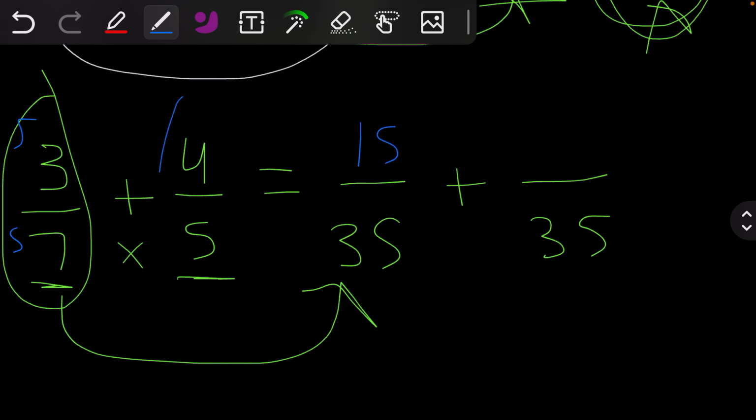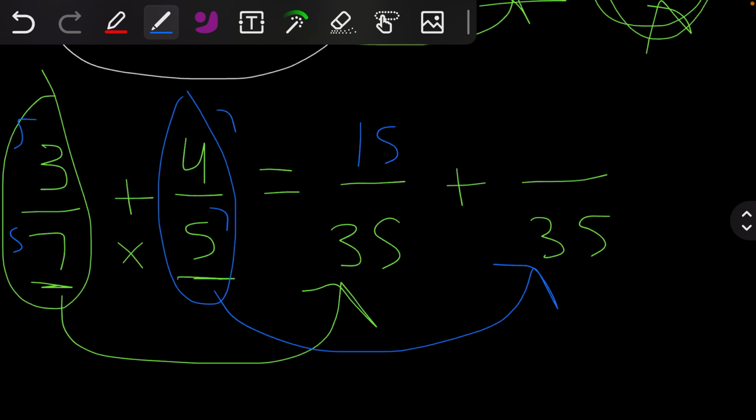And again, for our second fraction, 4 over 5, we started with 5 as our denominator, and we ended with 35 as our new denominator. So we scaled up this by 7, and so we have to similarly scale up the numerator of 4. We have to scale that up by 7, which is going to give us 28.